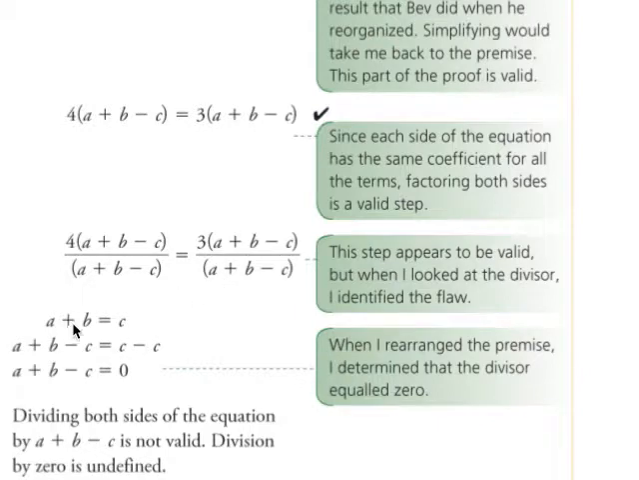So if you start with A plus B equals C, and you subtract C from both sides, you'll get A plus B minus C equals 0. So what you're doing is dividing by 0. And you're not allowed to divide by 0. So again, dividing both sides of the equation by A plus B minus C is not valid because division by 0 is undefined.